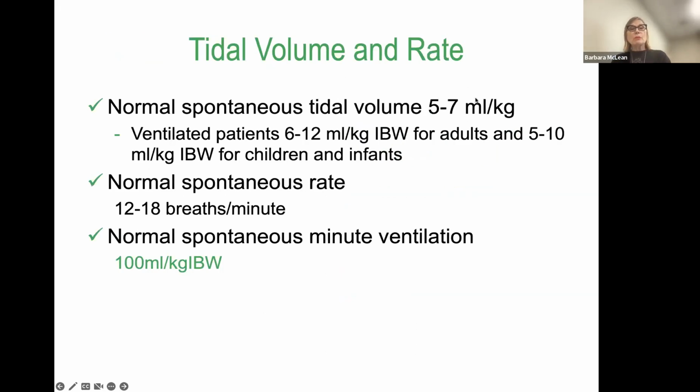So tidal volume and respiratory rate. For you, for me, we're spontaneously breathing 5 to 7 mLs per kilogram. For ventilated patients, typically we're going to do 6 to 8 mLs per kilogram.